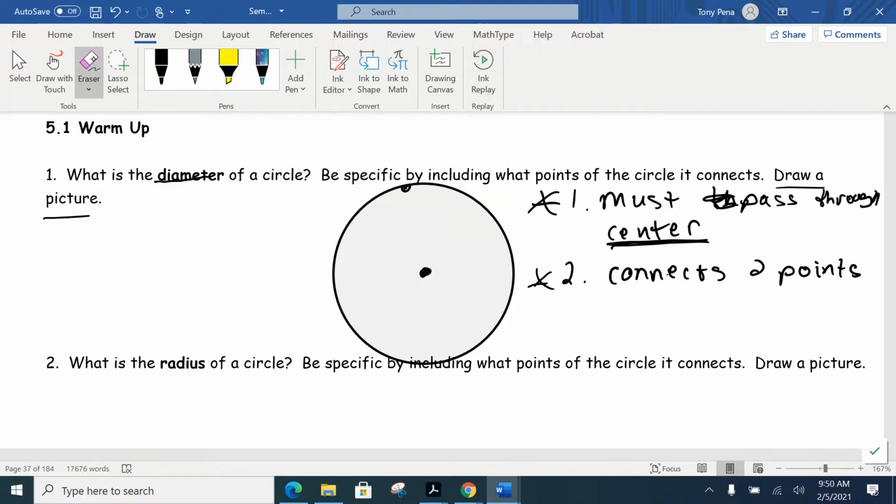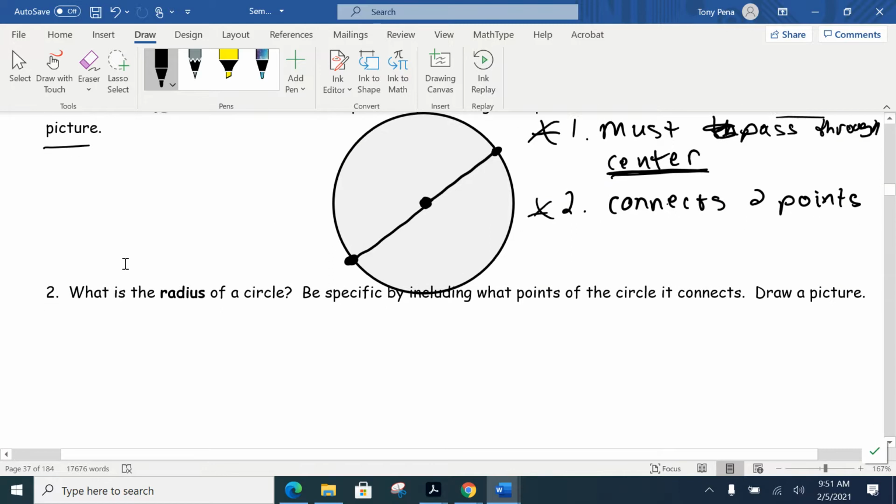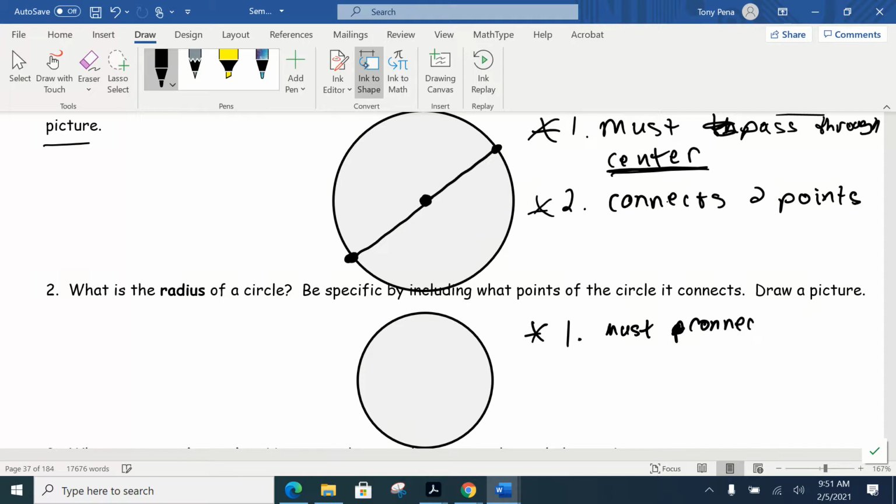So hopefully we all have this. Don't judge me here, I'm going to draw this way. It connects these two points, and we go right through the center of our circle. So that'll be our diameter. Ahmed said this already, and I think we all now know it. If I now draw in another circle and I ask you for the radius, the first thing still has to be true. Let's put connect, because we don't really pass through this time. We must connect the center.